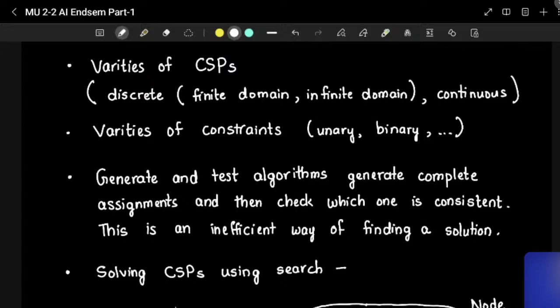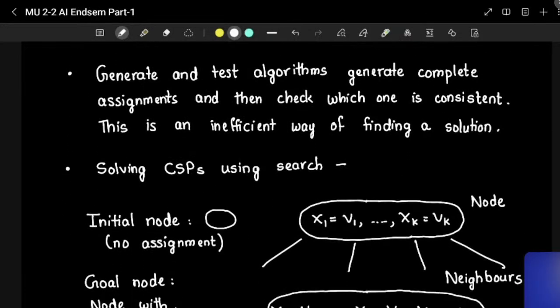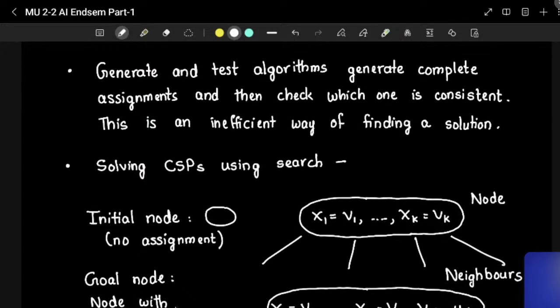Continuous in the sense it's not like red, blue, green. It's like 1, 1.1, 1.1. You get my point. So we've seen how to represent the problems. Now how do we solve the problems?